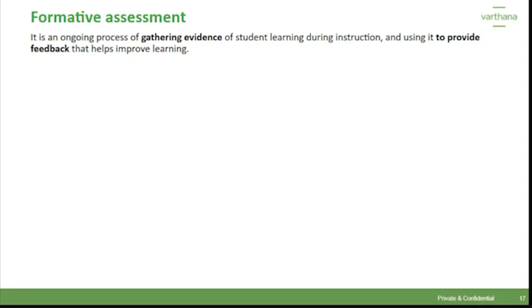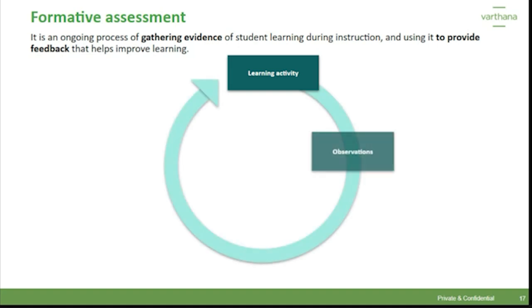So let's see how it reflects in a continuous cycle. First, students engage in a learning activity. Please see in this slide that it is a continuous process. Please note it down if you want to note how this process works, and later on we will see how we can make use of it and design formative assessment. So the first step is to engage students in a learning activity, and we as teachers gather evidence through small checks, questions, observations or short tasks.